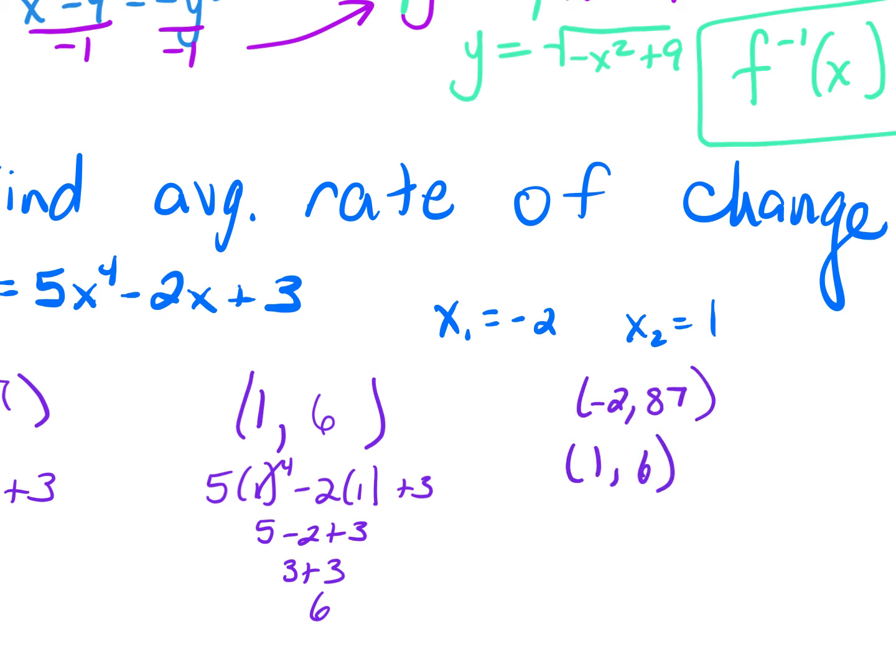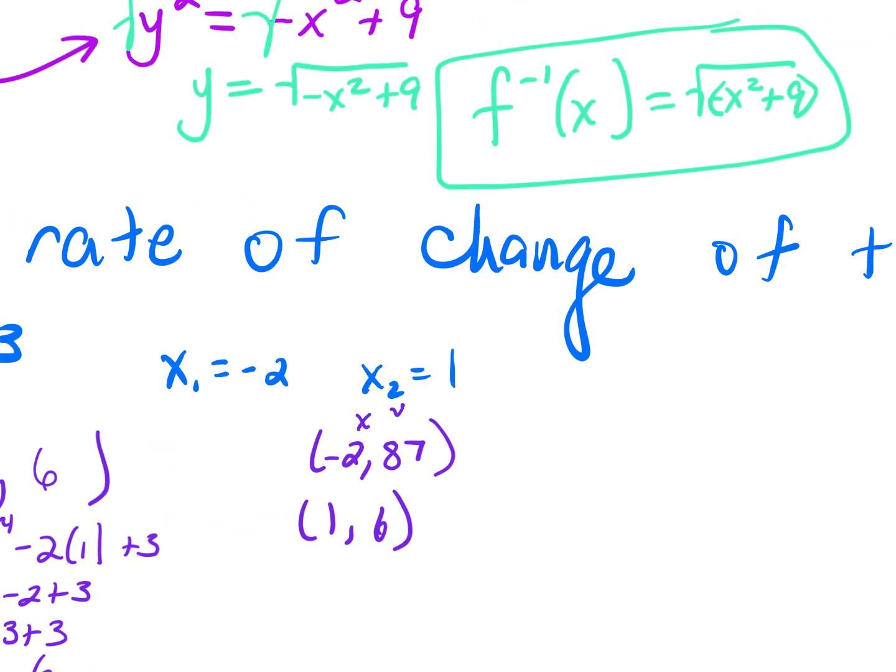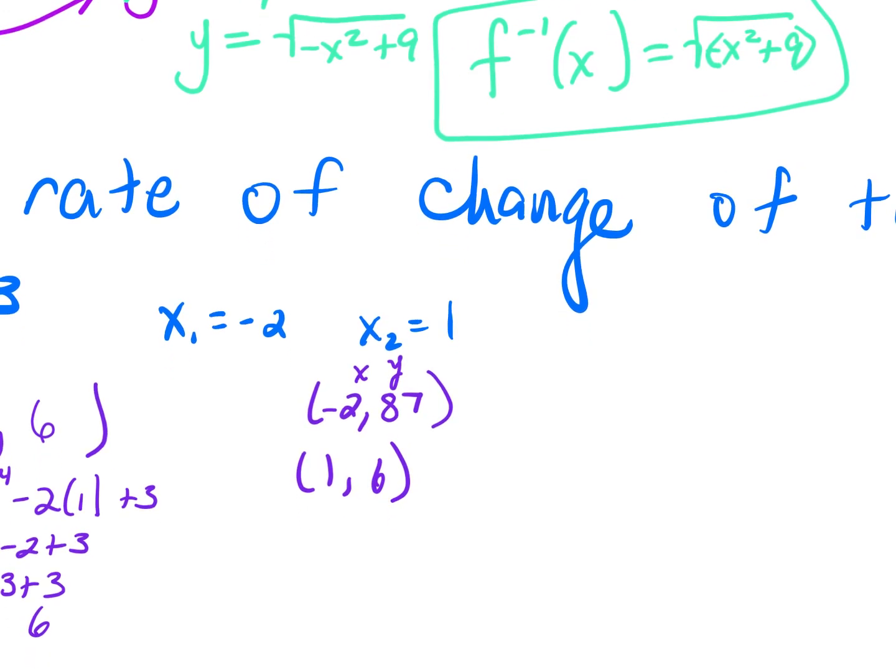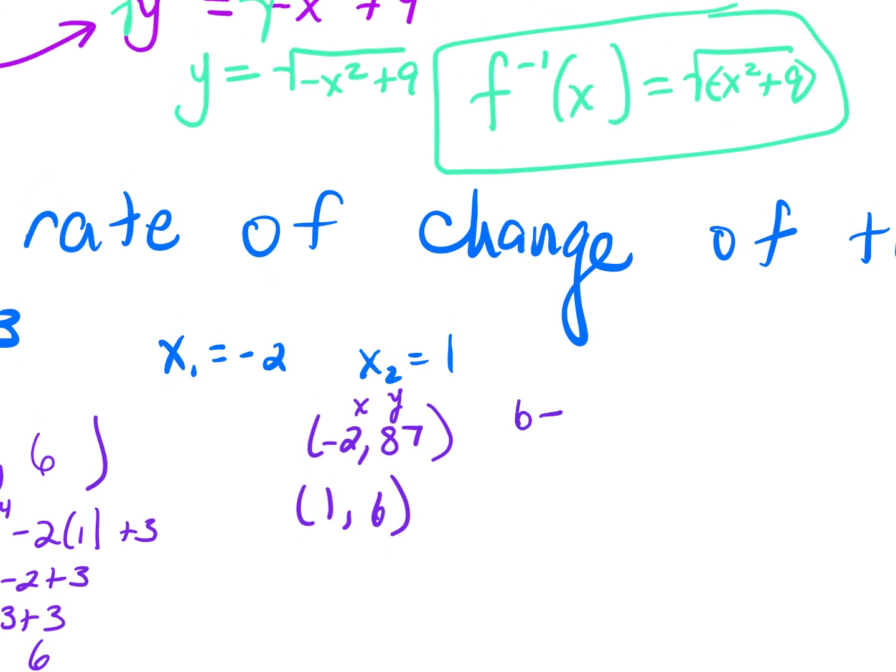Average rate of change is your change in y over your change in x. Slope formula, guys. So I'm going to say 6 minus 87. And if I use 6 first, what do I have to use first in the denominator? So I have 1 minus -2, right?